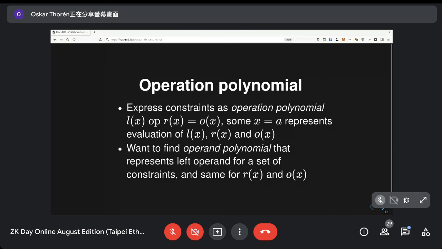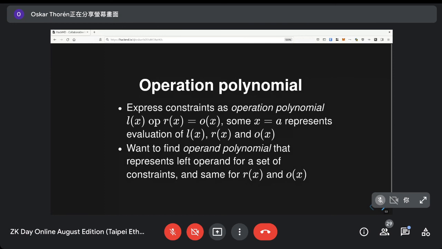So we want to express the constraints as what's called an operational polynomial, which is this equation here. You have some left and right operand polynomial and some binary operation, and then you get an output polynomial. At some x equals a, the corresponding value in the constraint represents the evaluation of that polynomial, so L of x, and similarly for R of x and O of x.